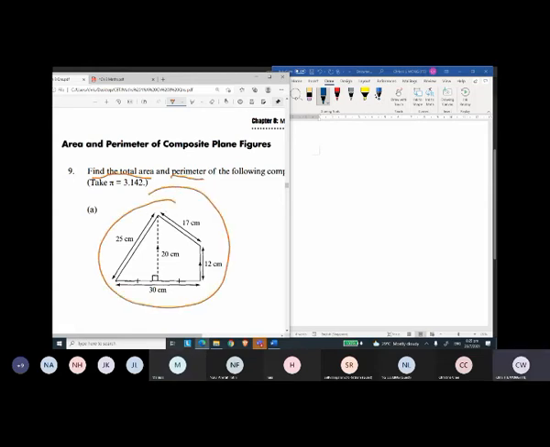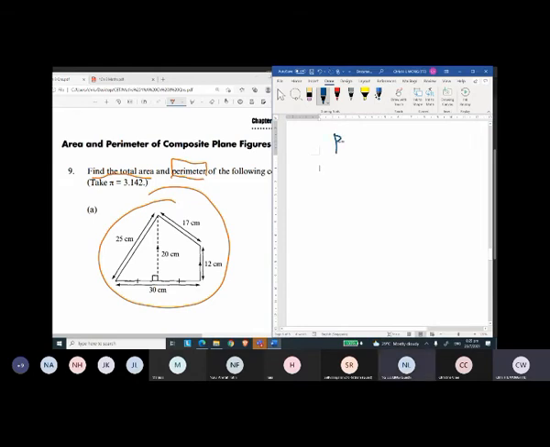Look at this diagram. Let us do the perimeter first, because the perimeter is an easy one. So P equals 25 plus 5 plus 17 plus 12 plus 13, plus 30. 30 only, because it is only on the outside.